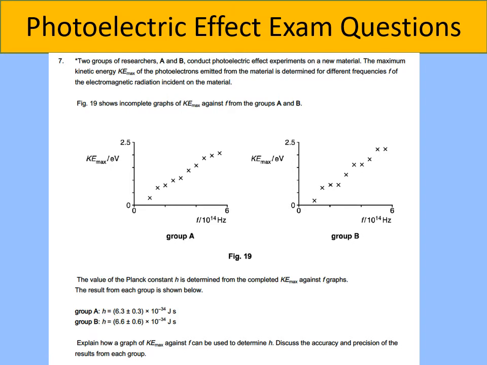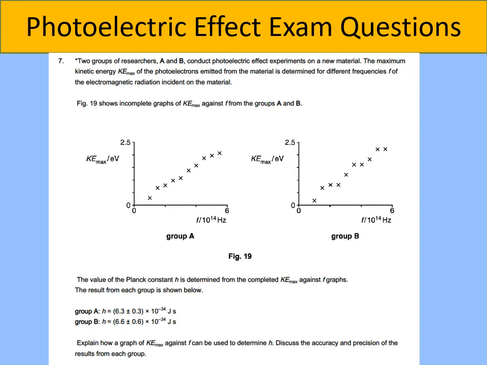Question number 7 is also a 6-mark question. Two groups of researchers, A and B, conduct photoelectric effect experiments on a new material. The maximum kinetic energy, Ke max, of the photoelectrons emitted from the material is determined for different frequencies f of the electromagnetic radiation incident on the material. Figure 19 shows incomplete graphs of Ke max against f from the groups A and B. So this is something that we have looked at in our earlier lessons on the photoelectric effect. We've looked at graphs of Ke max against frequency.